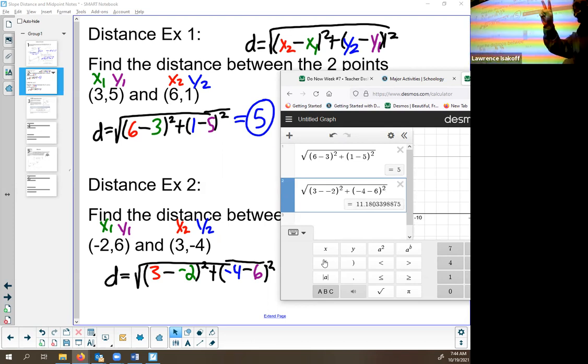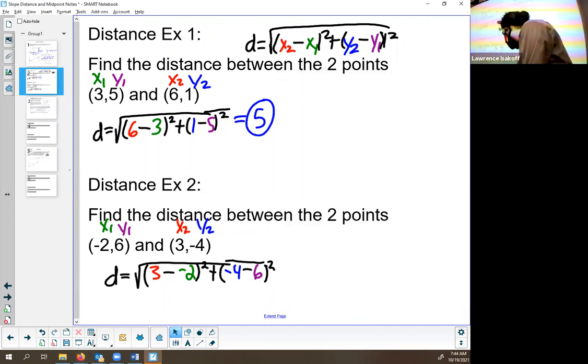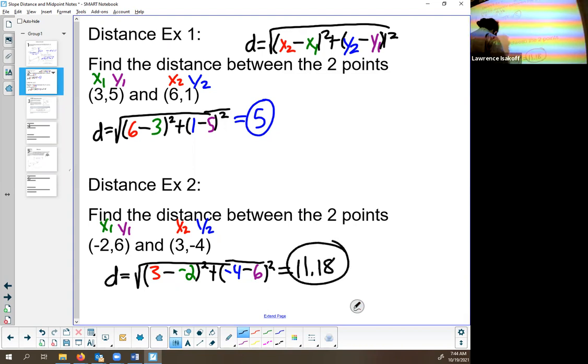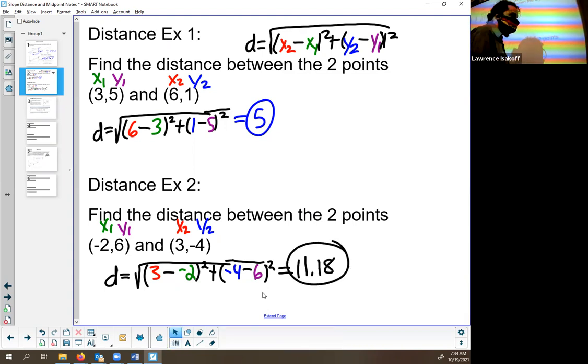Just give me 2 decimal places. A lot of these answers will be decimals. The first one I did intentionally pick numbers that would give us a whole number, but a lot of distances will be decimals, and that's okay. So that gives me 11.18 as my distance.